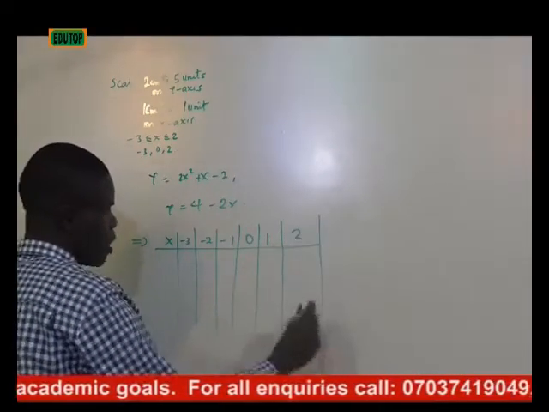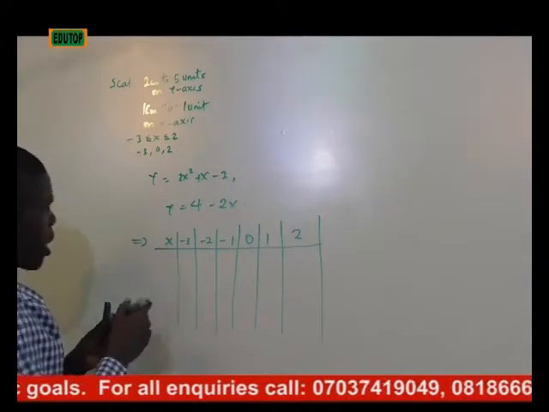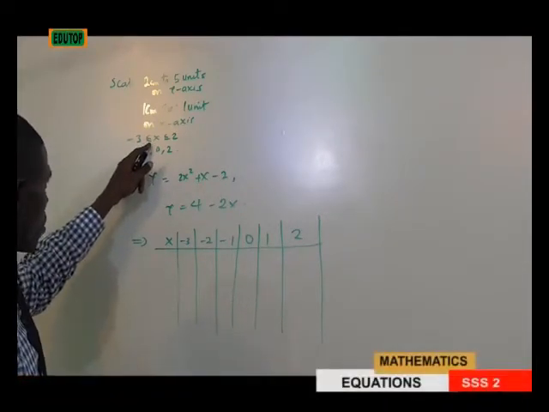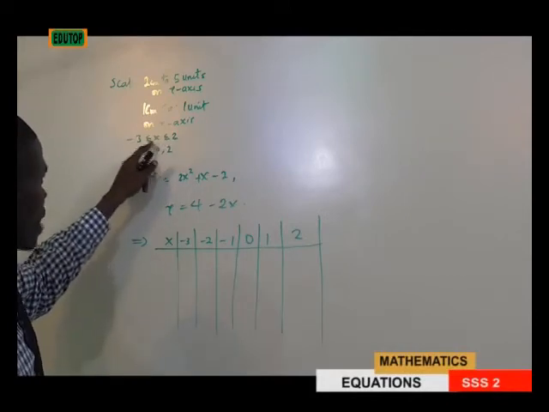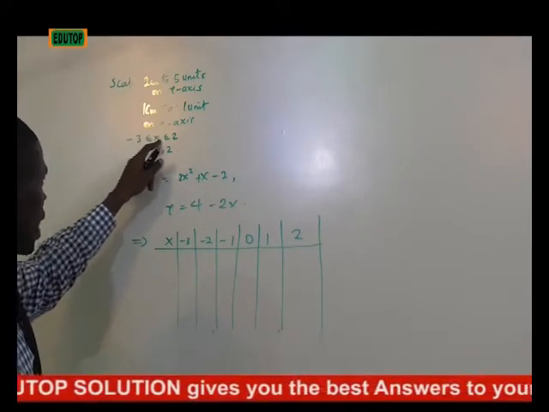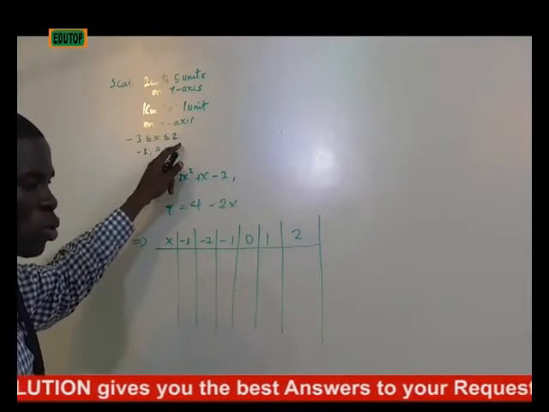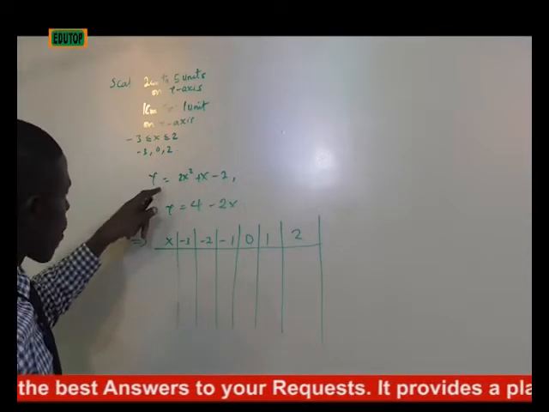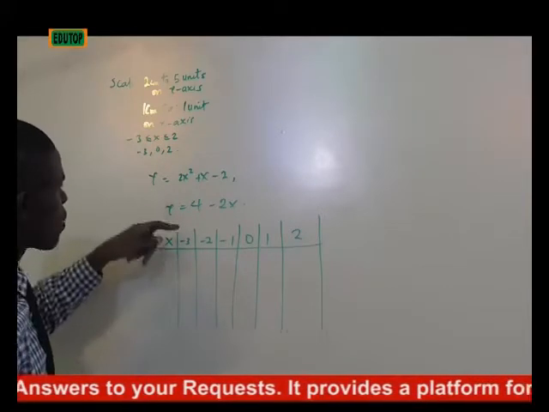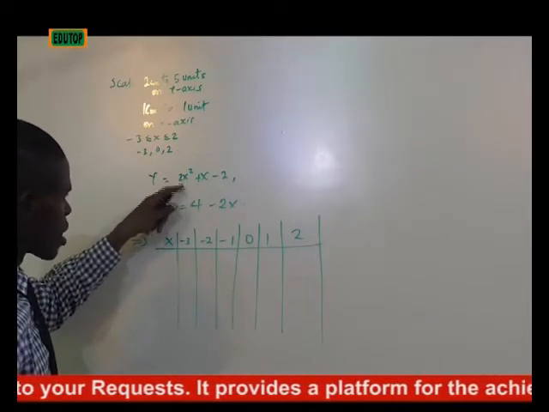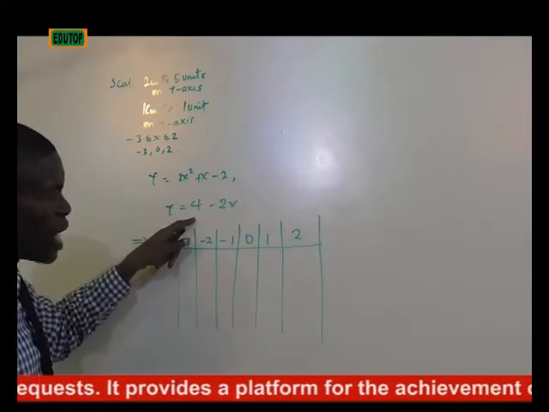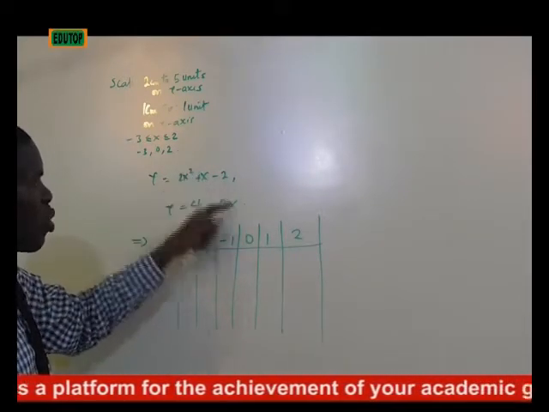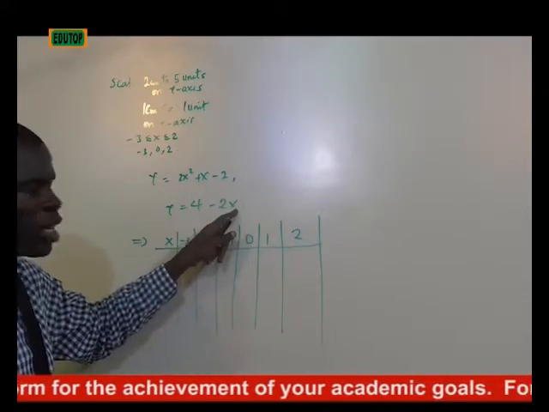So we stop at 2 because our x ranges from minus 3 to 2, where you have minus 3 is less than or equal to x is less than or equal to 2, so we stop here. And since this is our graph, we have to plot two graphs. This one is a quadratic graph, while this one is a linear graph, simply because the highest power of x here is 2, while the highest power of x here is 1.